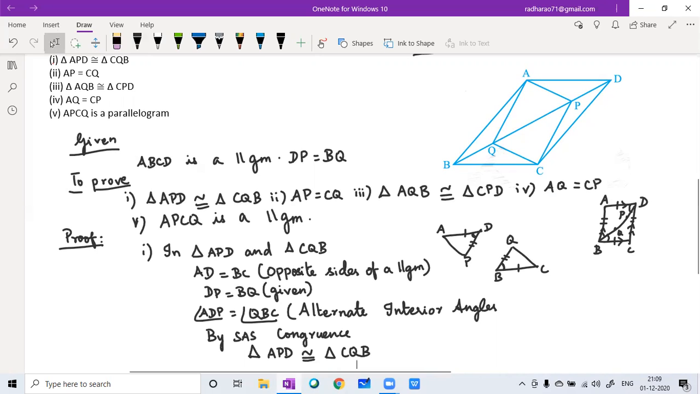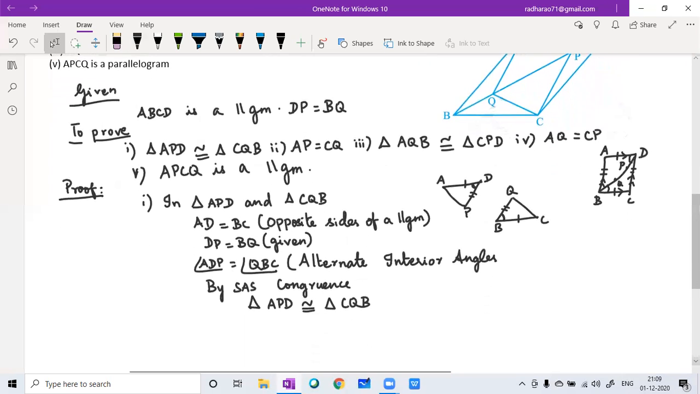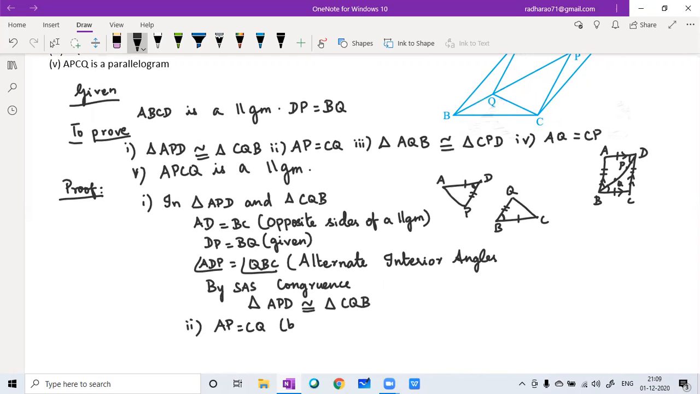What is CPCT? Corresponding parts of congruent triangles. Since they are congruent triangles, the third side will also be equal by CPCT. So the second proof will also get over. That is, AP is equal to CQ by CPCT.